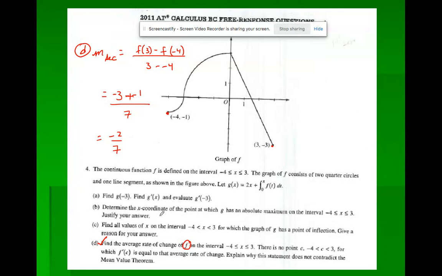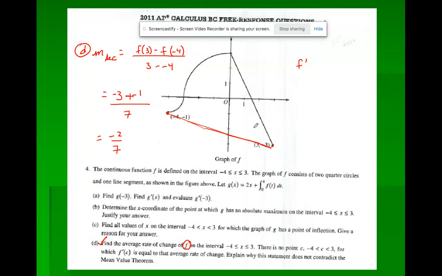Now it says there is no point in the domain of -4 to 3 for which little f prime is equal to that. Now remember, the average rate of change is the slope of the secant. Here it is. There's the slope of the secant. There is no derivative on this graph that is equal, right? I can't draw a parallel secant line to that. Why?